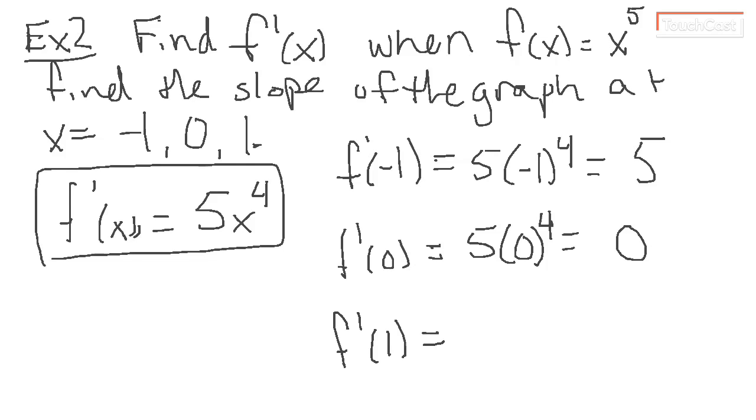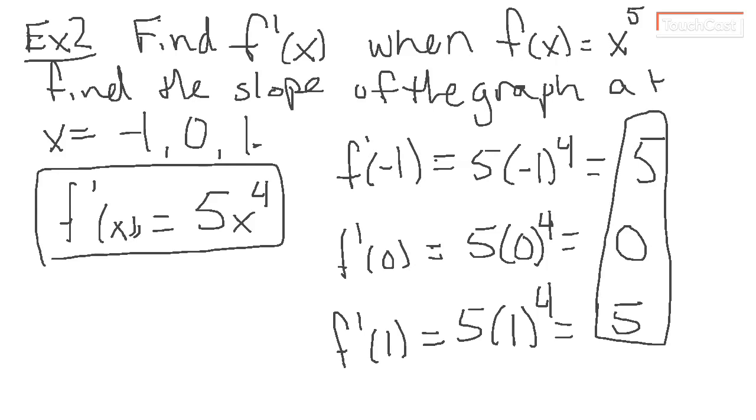Let's do this also with the 1. We're going to go 5 times 1 to the power of 4. Well, 1 to the power of 4, that's 1. And 5 times 1 is 5. Well, guess what? We just found the last bit of the answer they asked us to do. We found the slope at 3 different x values. We've got time. Let's look at a couple more examples.